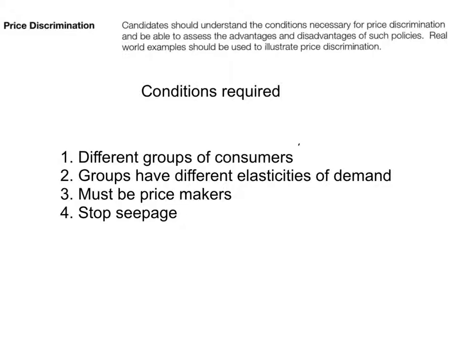And this basically means you've got to stop consumers, like some of the old people, being able to get the product for cheaper. And they need things like railcards and things like that to make that happen. So first of all, you need to know these 4 things. And that's going to be the first things you put down when you talk about price discrimination in an exam question. Right, on to the second bit.